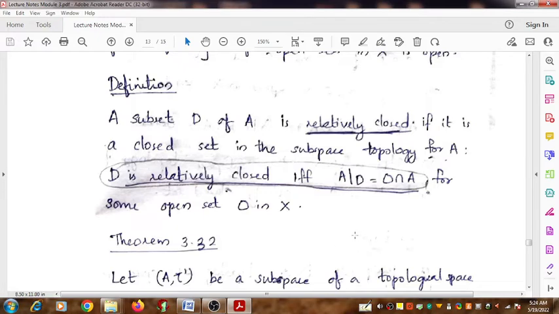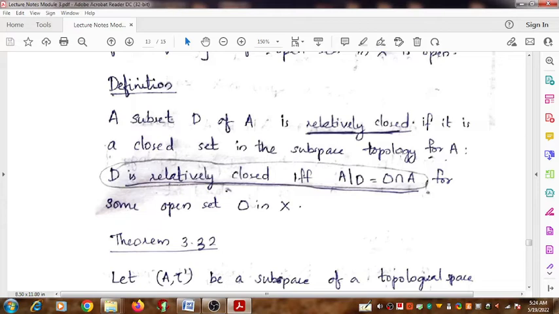In this video, we define the concept of relatively closed sets. After defining the relatively closed sets, we will state and prove a result on relatively closed sets. After completing that, we will prove that some properties are hereditary and some other properties are not hereditary.